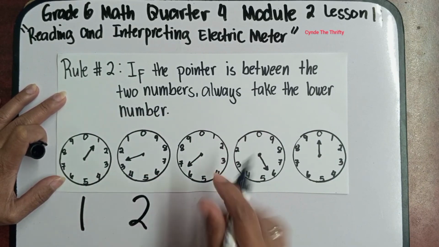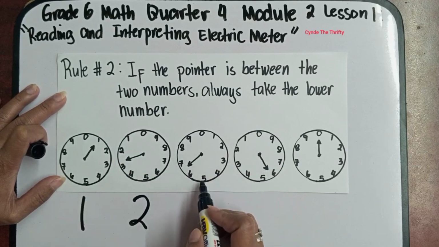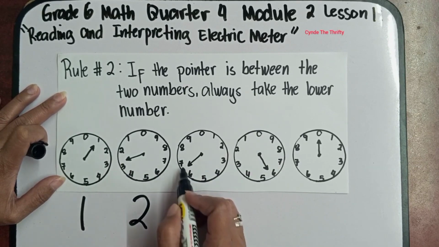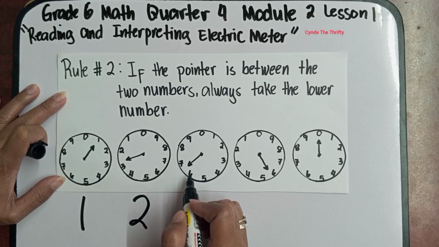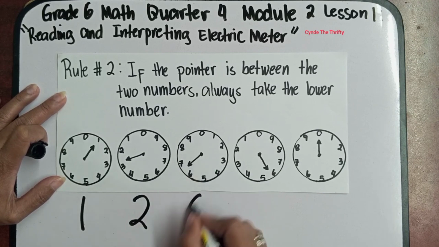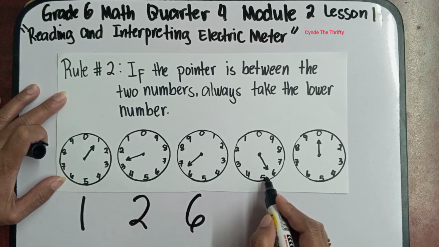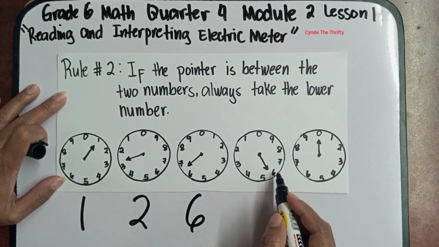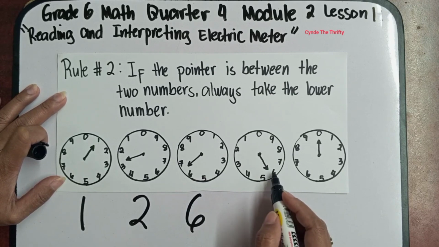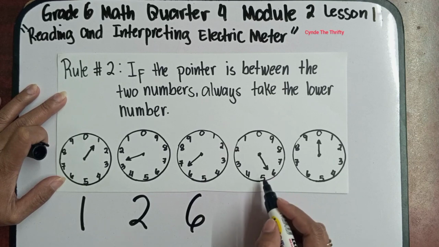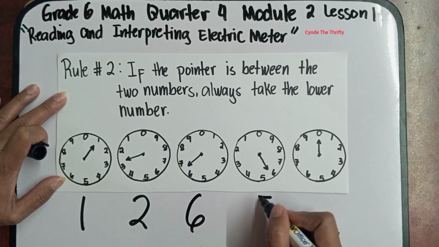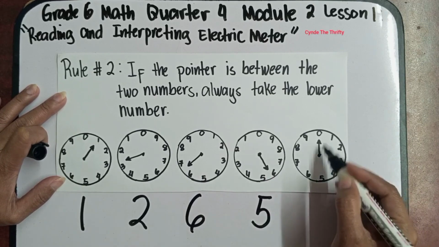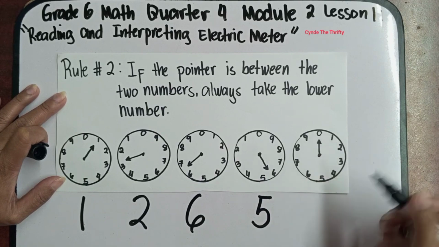So, 2. And then, ang third dial natin, between 6 and 7, again, ang isusulat natin is ang maliit na number. So, si 6 ang isulat natin. Next dial is between 5 and 6. Mas malapit siya kay 6. Pero ang rule natin, isulat natin ang maliit na number, which is 5. And the last dial is a 0, nakalagay ang pointer.